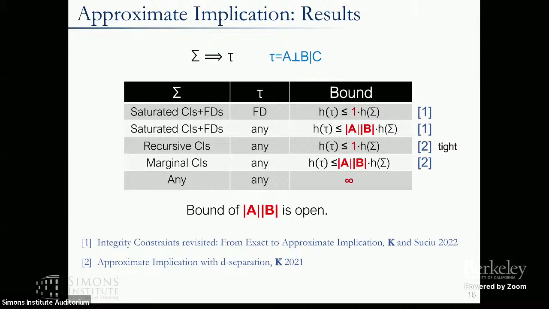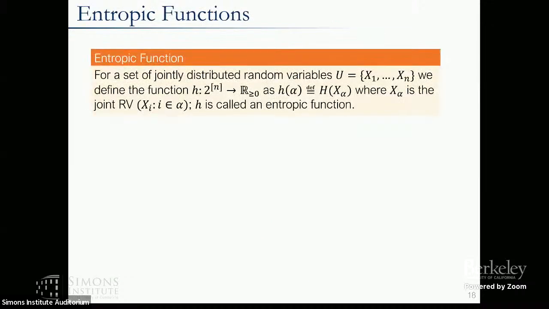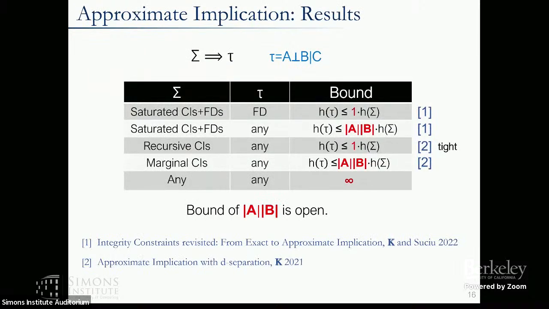If sigma is the set of marginal conditional independencies, and tau is any conditional independence, not necessarily a marginal one, then we again have this bound of the cardinality of A times the cardinality of B. And as we showed, in the general case we cannot say that even lambda is bounded. I will mention that this bound of the cardinality of A times the cardinality of B is open. It might be lower. You have no lower bound? Would you say that it's open? You mean that's just an upper bound, but it could be 1? It might be 1. It could be lowered. Yes.